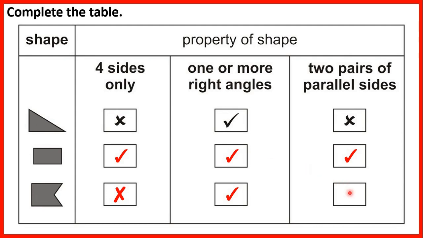So now we need to think, does this shape have 2 pairs of parallel sides? Well, we can see that the top line and the bottom line are parallel, but though we have 2 lines that are parallel, that counts as only 1 pair of parallel sides. We can see that there's nothing that's parallel to this line here or to these lines, so this shape does not have 2 pairs of parallel sides. It has 2 lines that are parallel, but that only makes 1 pair.